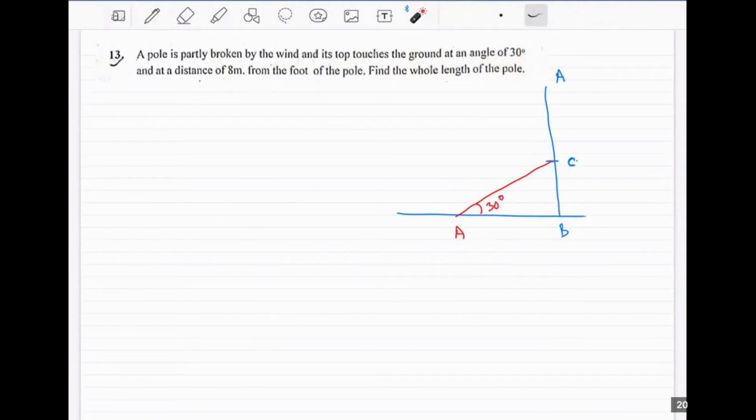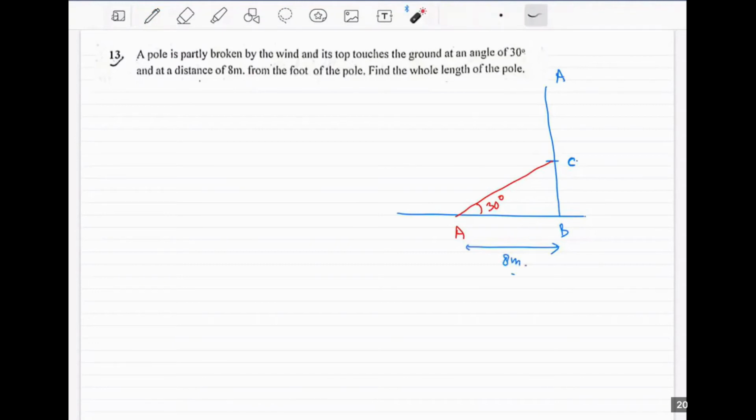And what happened is, at a distance of 8 meters from the foot of the pole. Here is the foot of the pole, right? The top touches the ground. The top is here. Between the foot and the top of the pole, there is a distance of how much? 8 meters from the foot of the pole. So this distance right here is 8 meters.